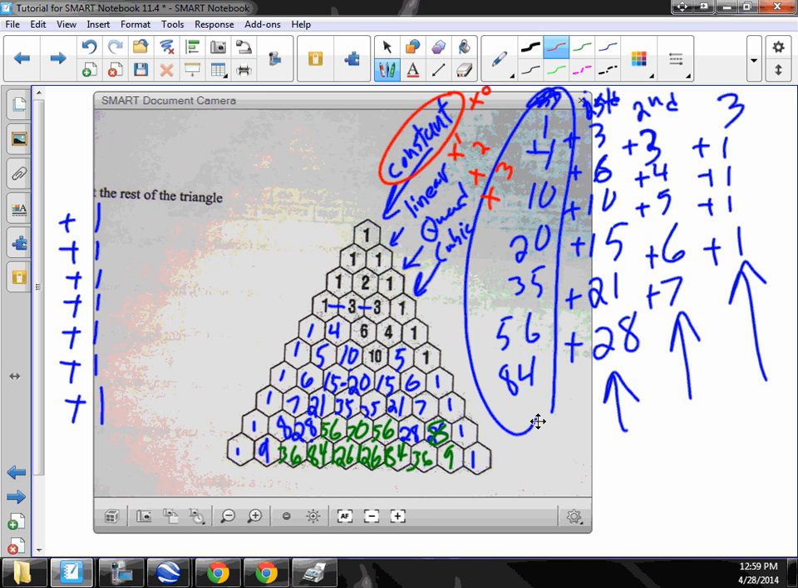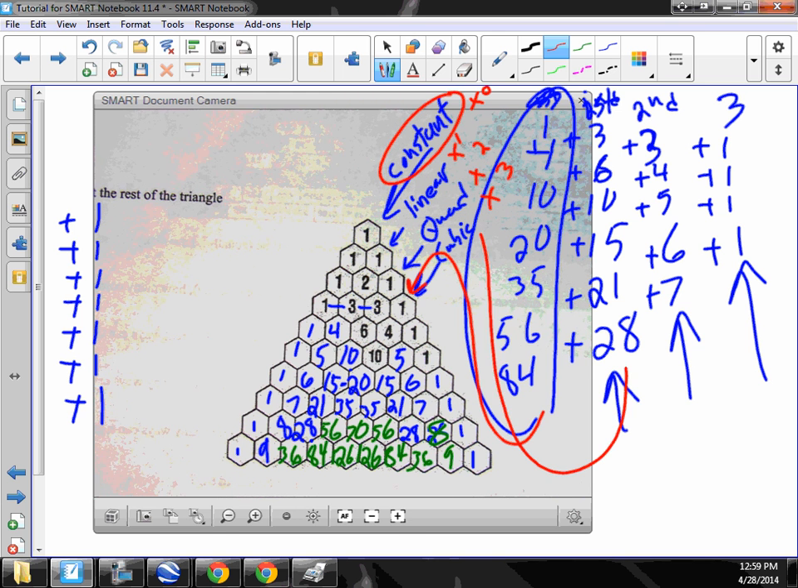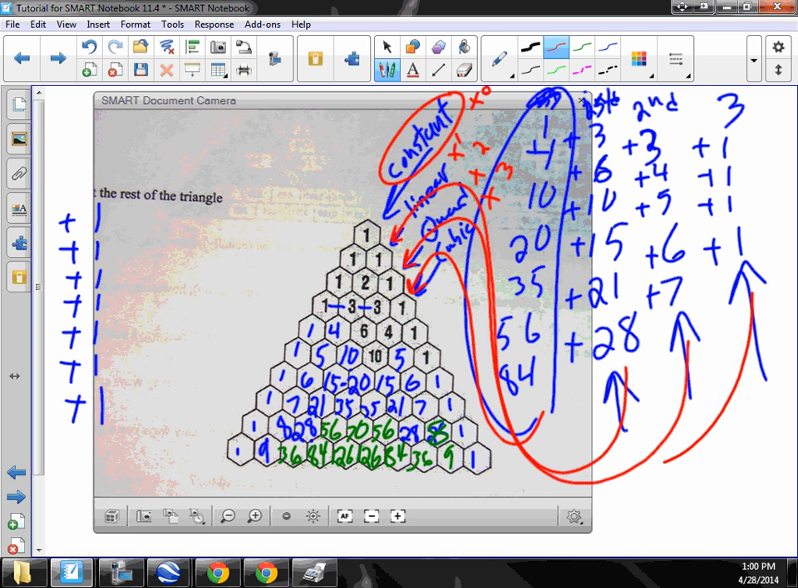Okay, well, guess what? I totally wasted my time writing all these differences out, because my first differences actually match my quadratic column. And my second differences actually match my linear column. And my first differences actually match my constant column.